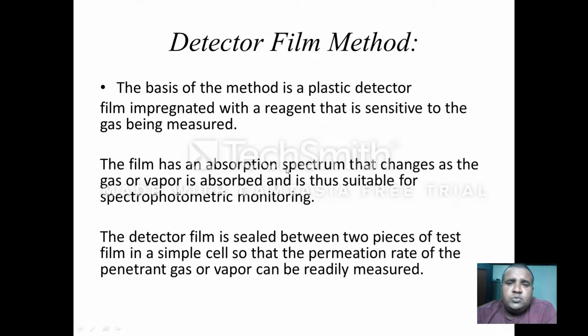The film has an absorption spectrum that changes as the gas or vapor is absorbed, and is thus suitable for spectrophotometric monitoring. The detector film is sealed between two pieces of the test film. Here is the method of how we perform it. The detector film is sealed between two pieces of test film in a simple cell, so that the permeation rate of the penetrant gas or vapor can be readily measured.